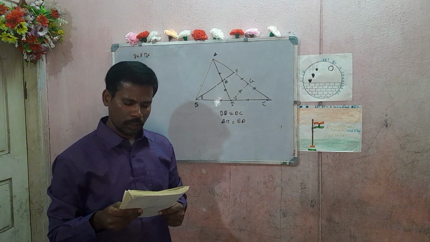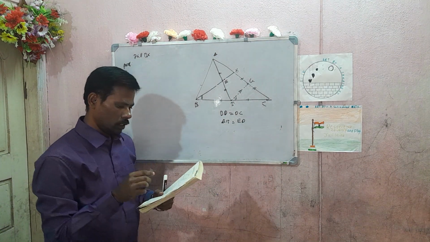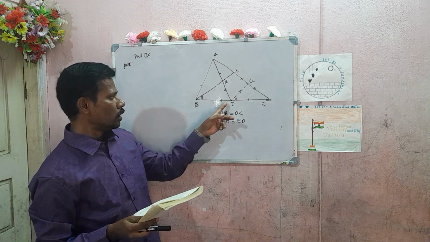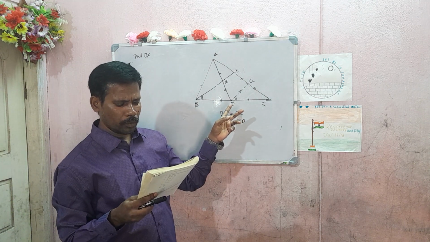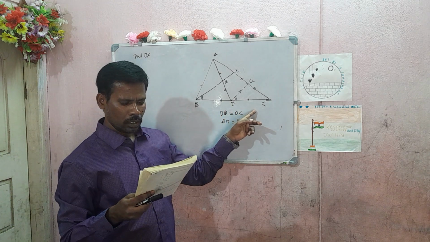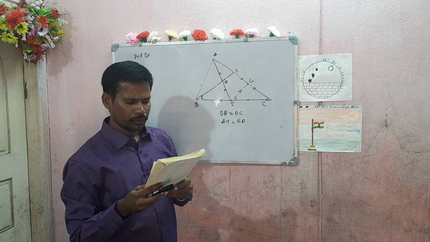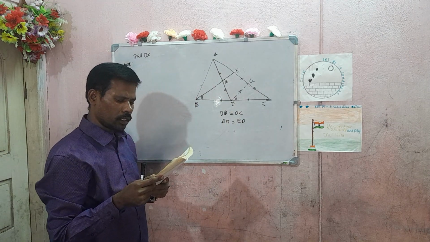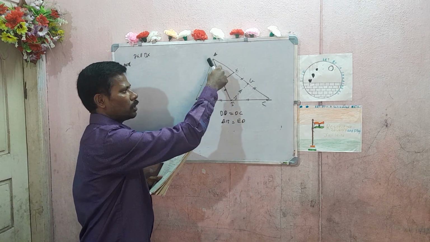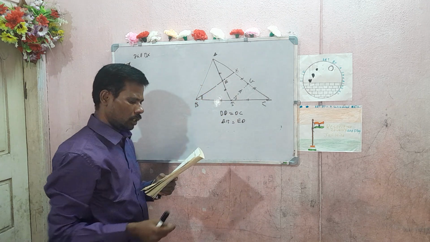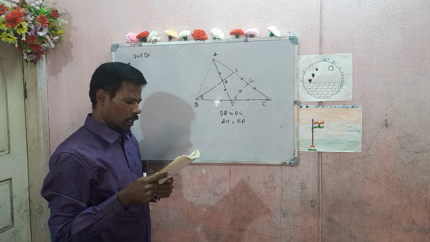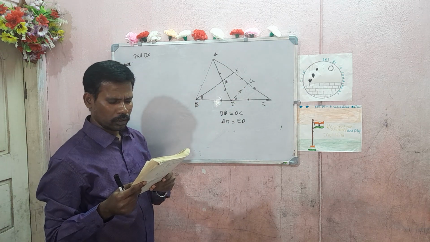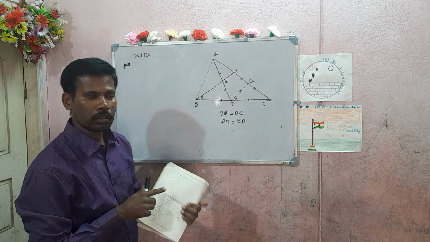So let us continue with similar triangle problems, and this is also one of the top problems. D is the midpoint of BC of triangle ABC, and AD is bisected at the point E. AD is bisected at the point E means AE is equal to ED, and BE is produced to meet AC at X. Prove that BE is to EX is equal to 3 is to 1.